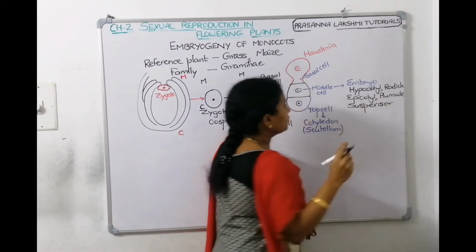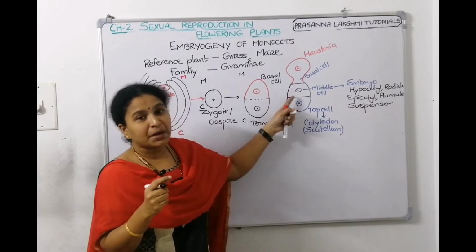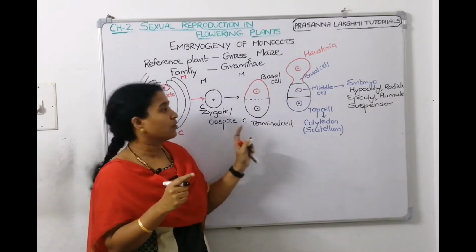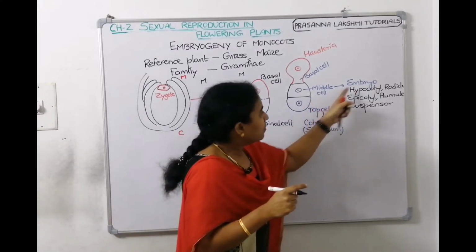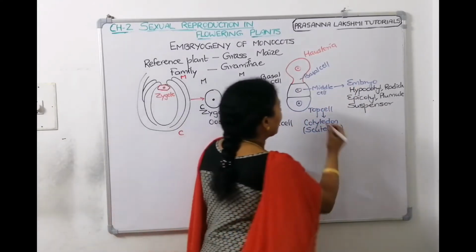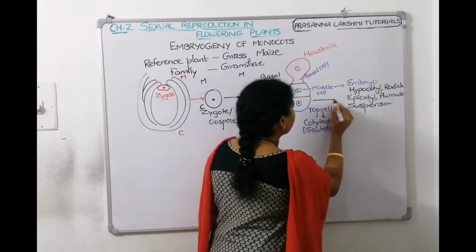So all the parts of the embryo, if you see, are developed from the middle cell only, and the middle cell has originated from the terminal cell here. Okay. So now the middle cell will make all these parts and the top cell will make the scutellum. Now next, let us see the further development.